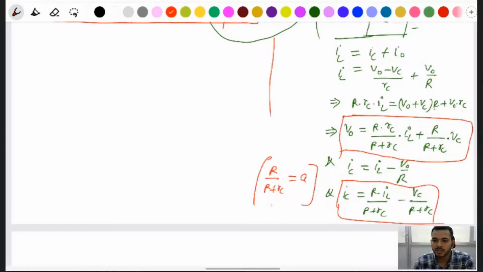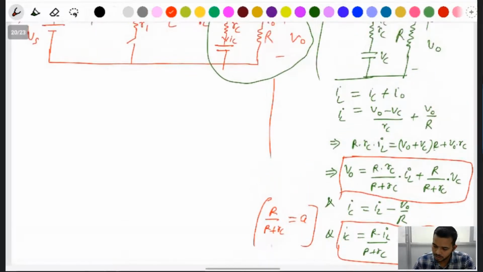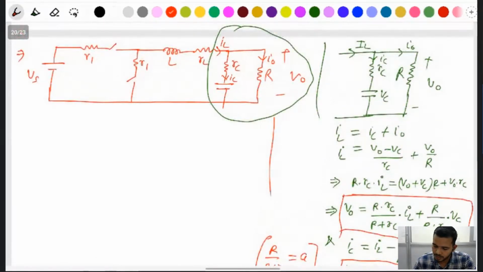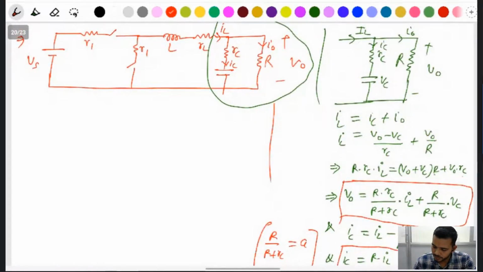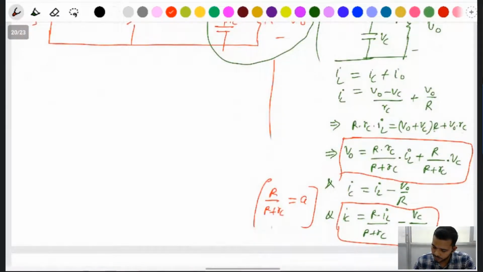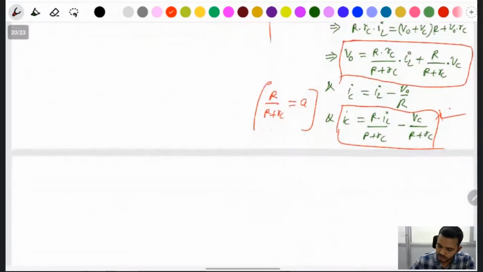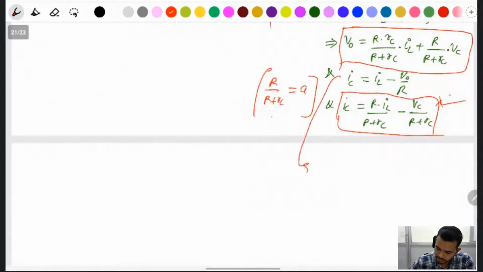Sir, small doubt. In the IC expression, IC is equal to IL minus V naught by R. If we substitute V naught in the final expression, it will be R RC by R plus RC IL, plus R by R plus RC. Like that only it will come. Here you have confusion here. Oh, cancelled. Okay, I saw.